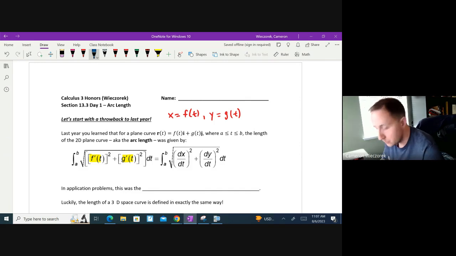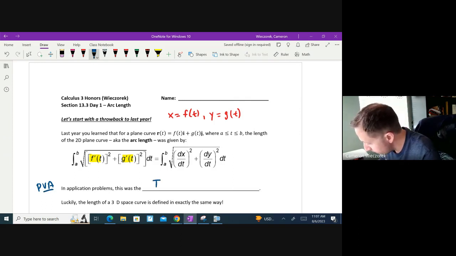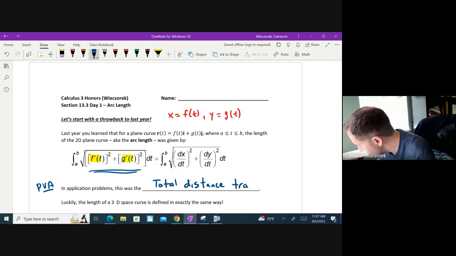And in application problems last year, aka when you were doing PVA, position velocity acceleration, this would have been a way to find the total distance traveled. That integrand would have been an expression for the speed. So this would have been the total distance traveled between time t equals a and t equals b, looking at the time interval from a to b.